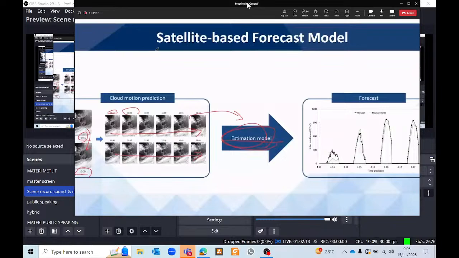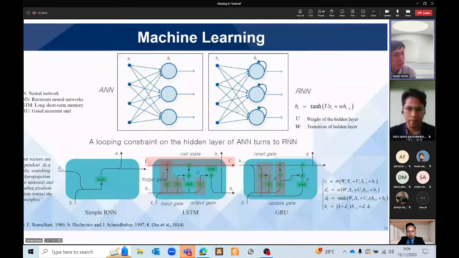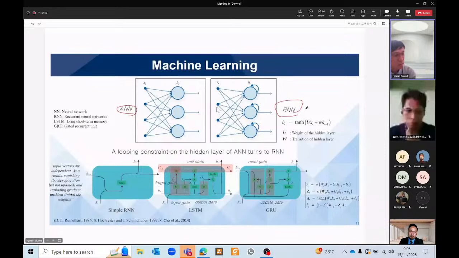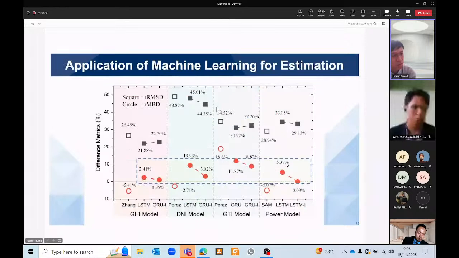So our group, my student conducted machine learning this way. ANN, RNN. RNN is well suited for time series data. So this is a good way. Furthermore, LSTM or GRU, and more these days, we use for solar radiance forecasting. So this is one example I want to explain.